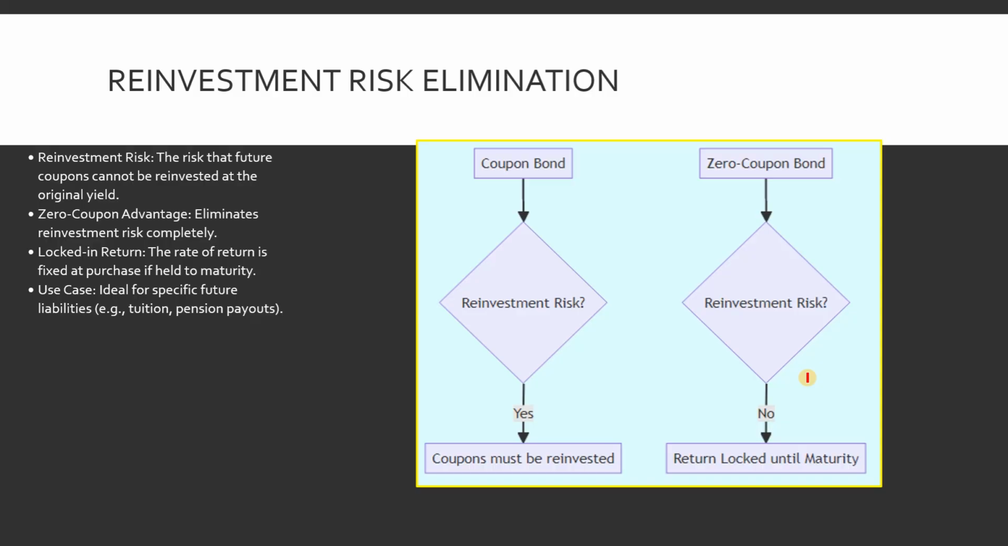This makes them excellent tools for funding specific future goals like college tuition or pension liabilities, where you need a guaranteed sum on a specific date. Zero coupon bonds offer certainty of future value by removing the variable of reinvesting coupons. A similar comparison is shown in the diagram, which highlights the risk difference. There are two parts shown: a coupon bond facing reinvestment risk, where coupons must be reinvested, and a zero coupon bond, where reinvestment risk is not there because the return is locked until maturity.